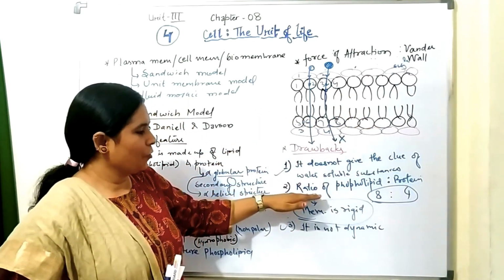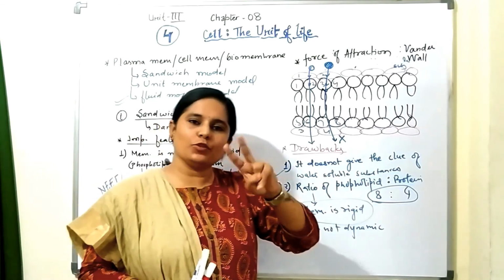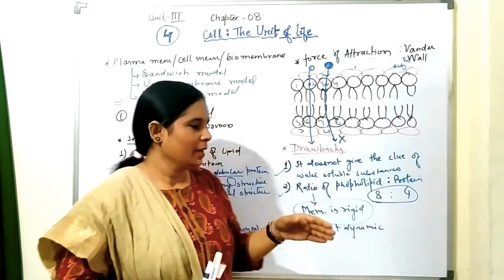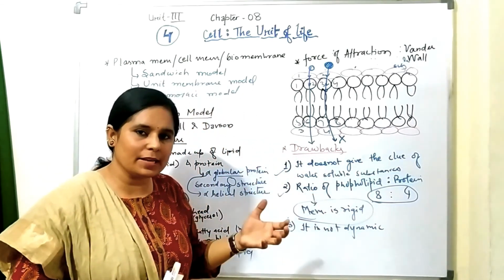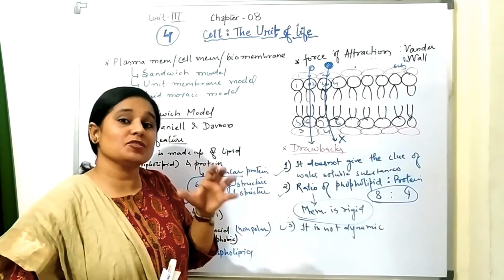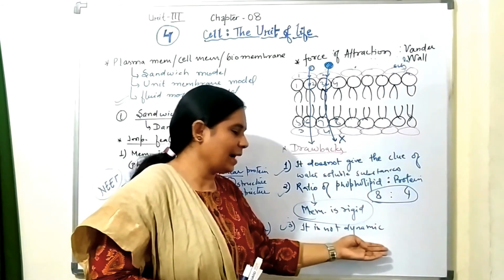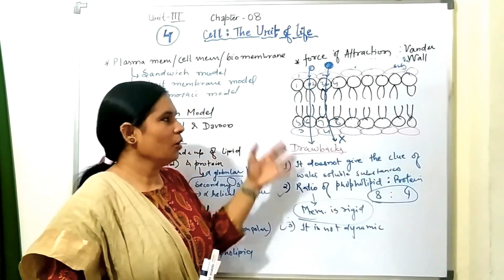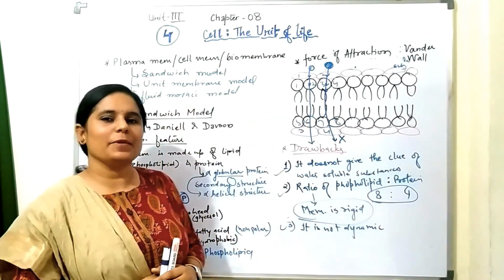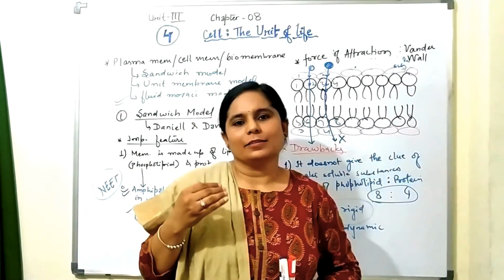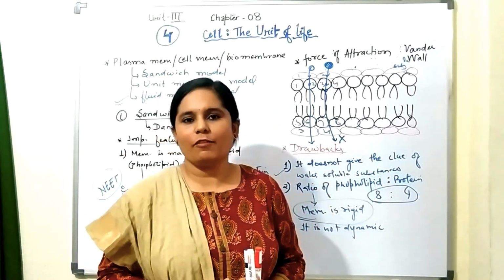Then among the drawbacks, one more drawback was that the ratio doesn't vary. Because of that, it is rigid in nature and that causes trouble in transportation. And for the same reason, it is said that it is not dynamic. So overall, this is about the plasma membrane and the sandwich model of the plasma membrane.